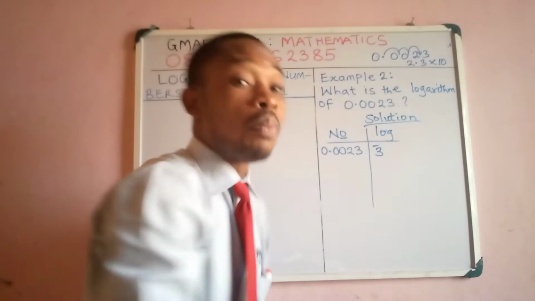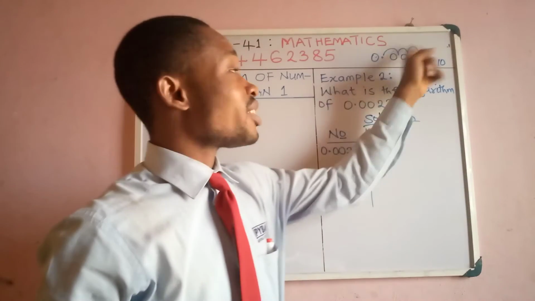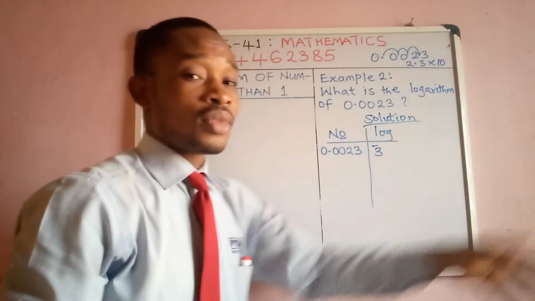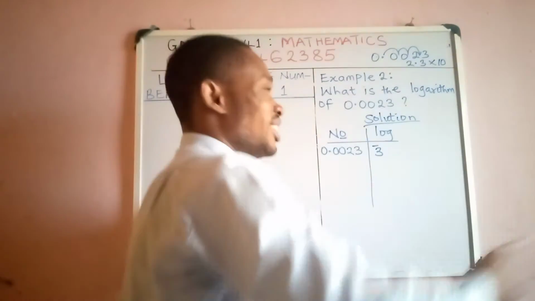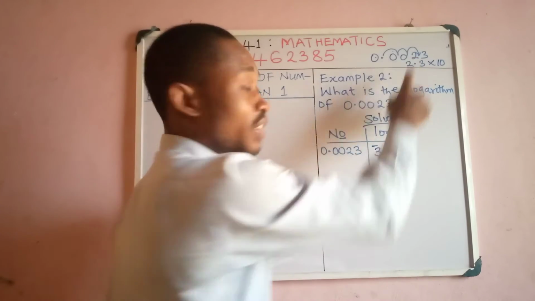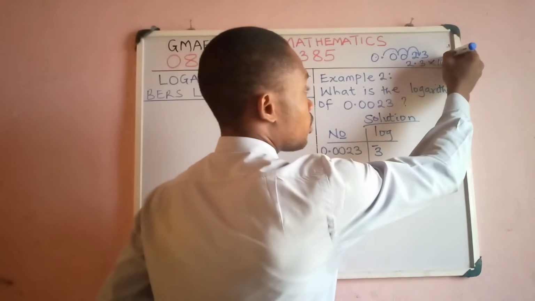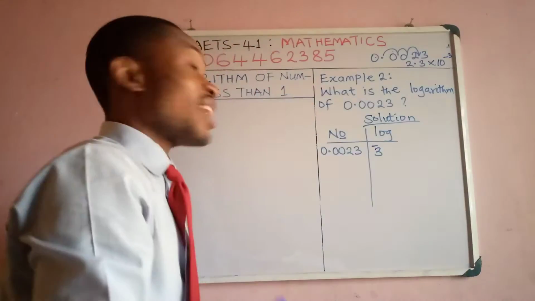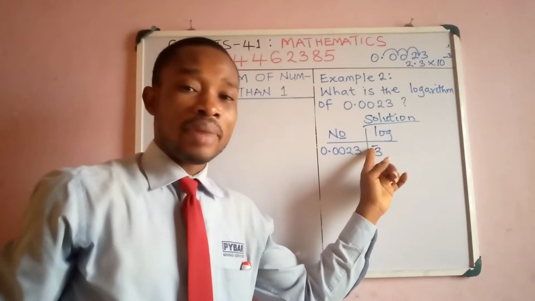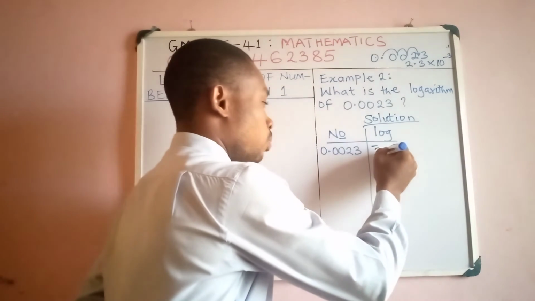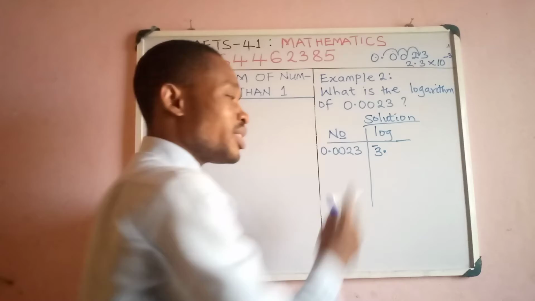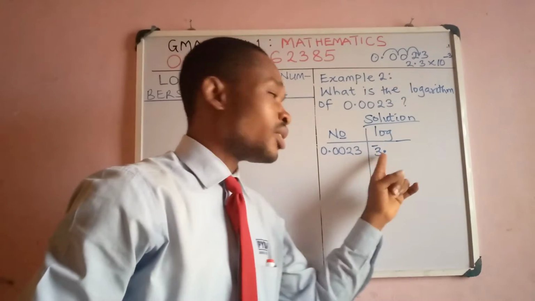How many times did we move the point? We moved the point 3 times to the right. Okay, you moved it until immediately after the first significant figure, then you stop. So this will be raised to power minus 3. And that is actually how we got the bar 3. So put our bar 3, which is the new characteristics of this number, under the log.